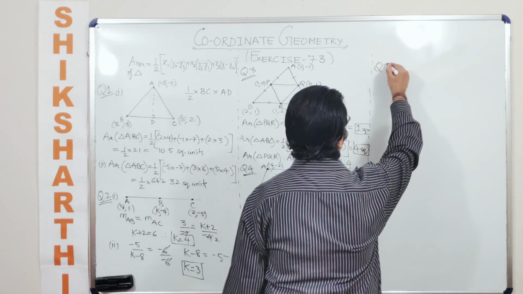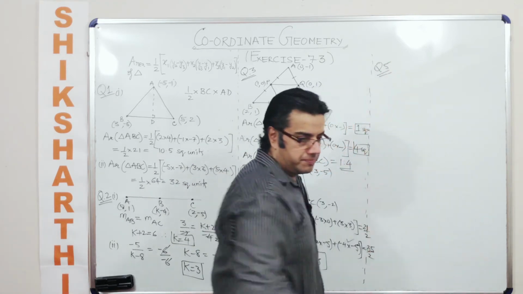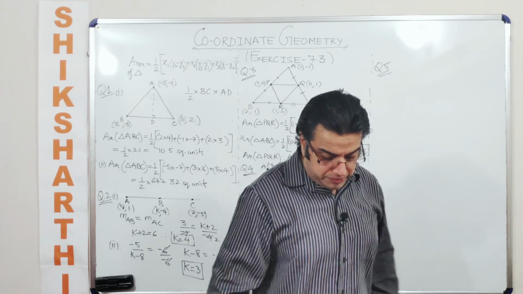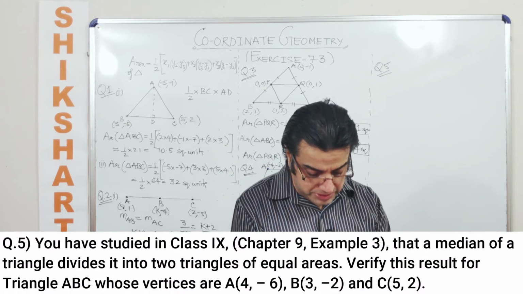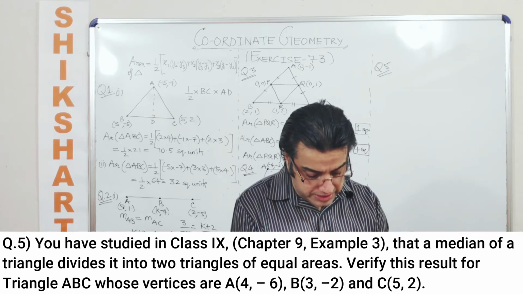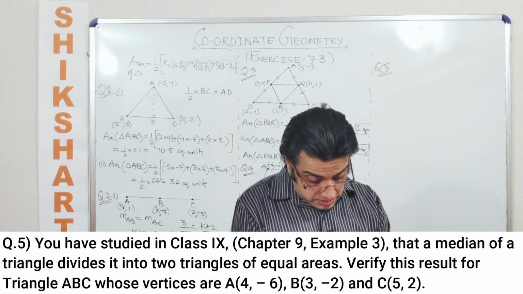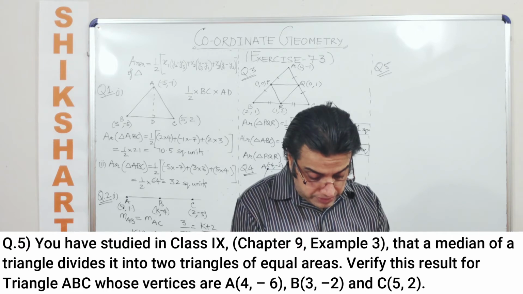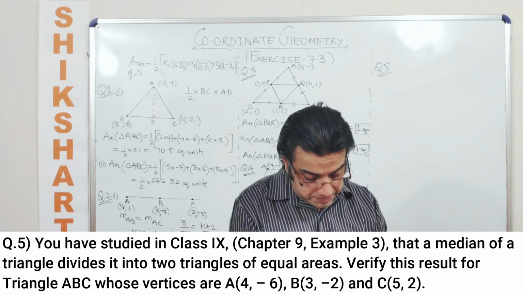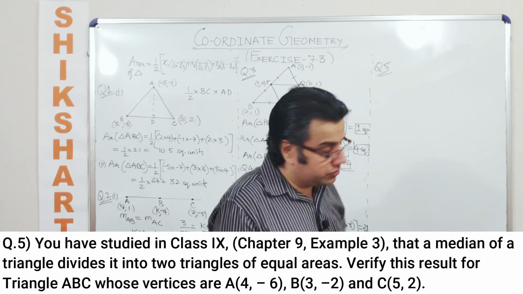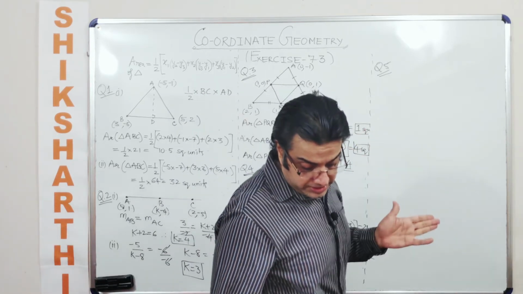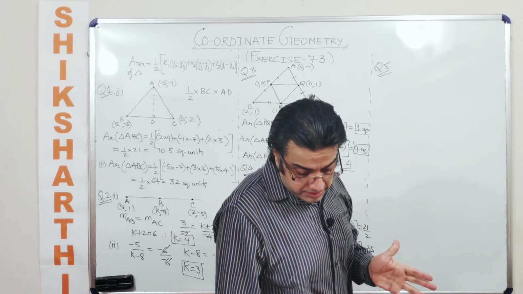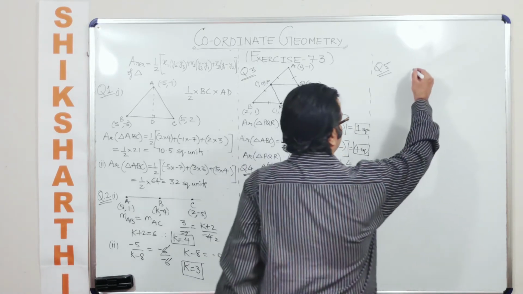Talking about the last question, which is question number 5. It says, you have studied in class 9, chapter 9, example 3, that a median of a triangle divides it into two triangles of equal areas. Verify this result for triangle ABC whose vertices are this. Okay, so for this you can use whatever we have done here. So it says the median. Okay, so let me just use this.